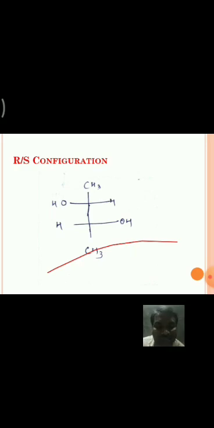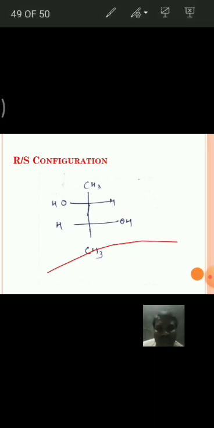And for Fischer projection formula compounds, if the 4th priority group is on the vertical line, then 1 2 3 clockwise is R, counterclockwise is S. If the 4th priority group is on the horizontal line, then 1 2 3 clockwise is S, counterclockwise is R. In this way we can assign R S configuration to the molecules or isomers.